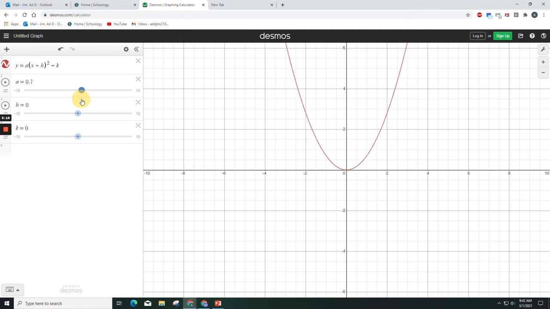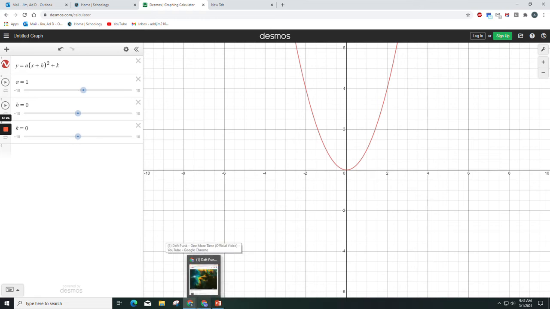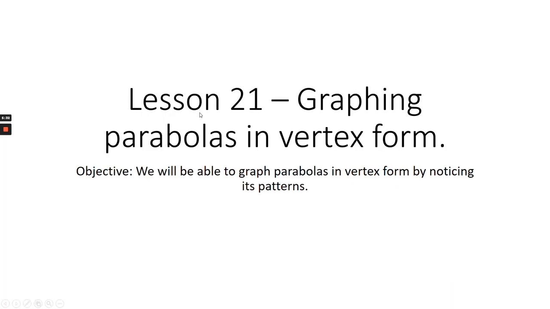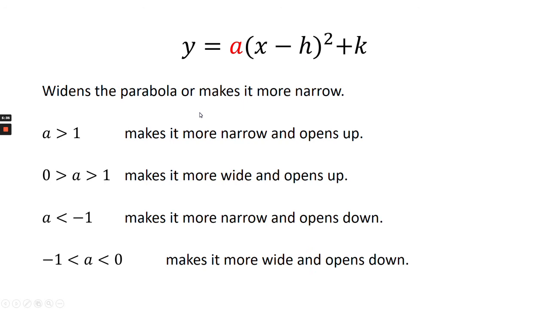The reason that happens is because when our a value is 0, it basically cancels out the rest of the equation, so that would be a linear function, because that squared would go away. But we're not focused on when a is 0. We're actually focused on when a is not 0. So again, guys, when a is greater than 1, it makes it more narrow, but it opens up still. When a is between 0 and 1, it makes it more wide and it opens up.